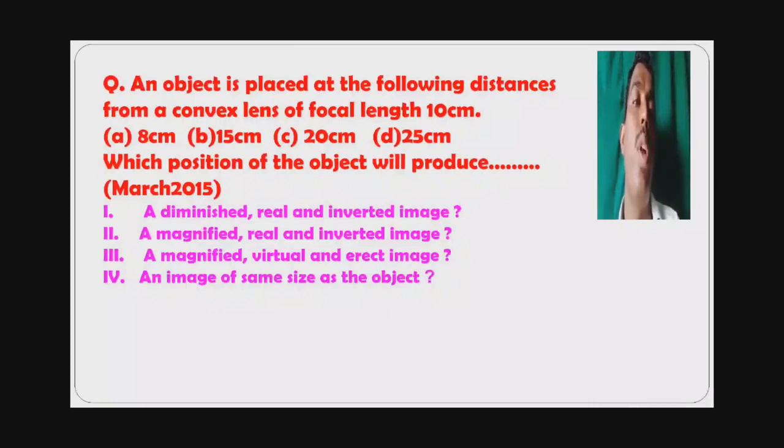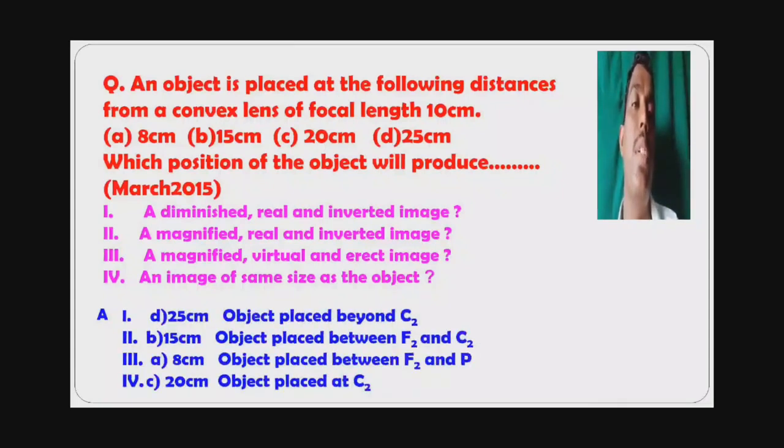First one is a diminished, real and inverted image. Already you know, when the object is placed beyond C2, here the focal length of the lens is 10 centimeters, then the radius of curvature is 20 centimeters. Beyond C2 means when the object is placed at 25 centimeters. In that case, it forms a diminished, real and inverted image.